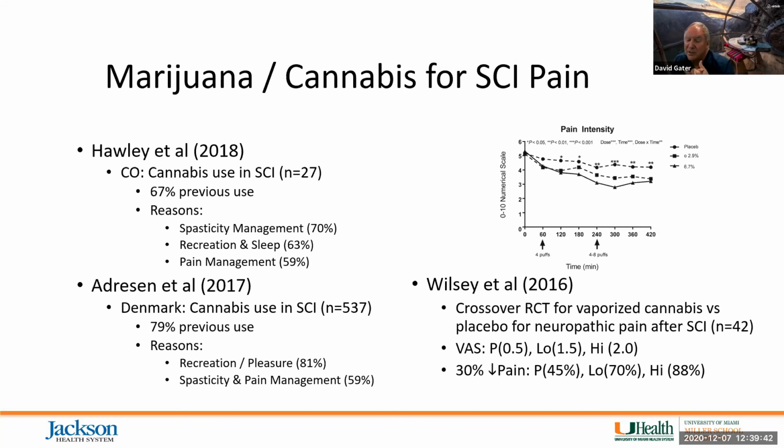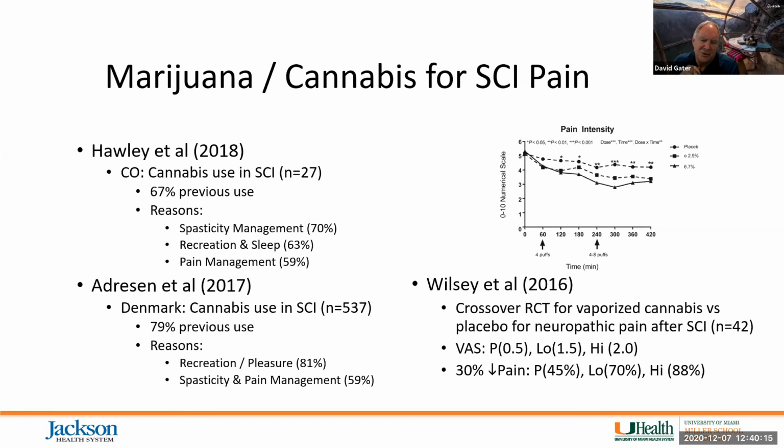So they had 42 individuals, and what they did is they looked at 3 conditions. One condition was the placebo. One condition was a relatively low concentration, about a 3% concentration of the vaporized cannabis, and then a 6.7%. They called those the placebo, the low, and the high dose.